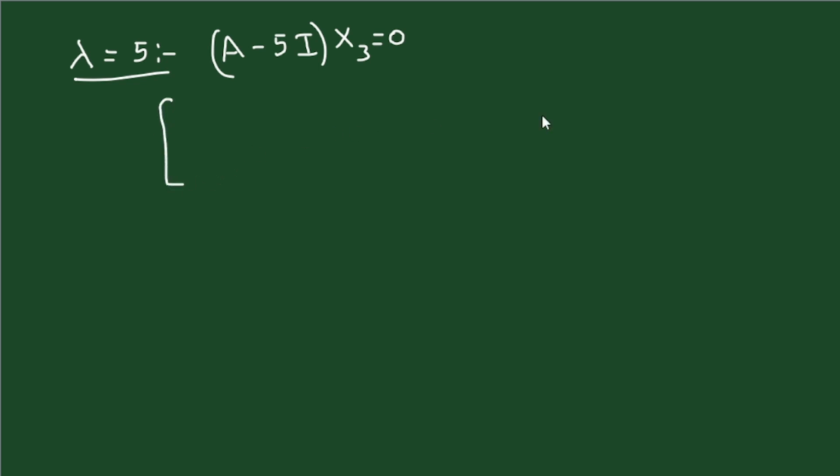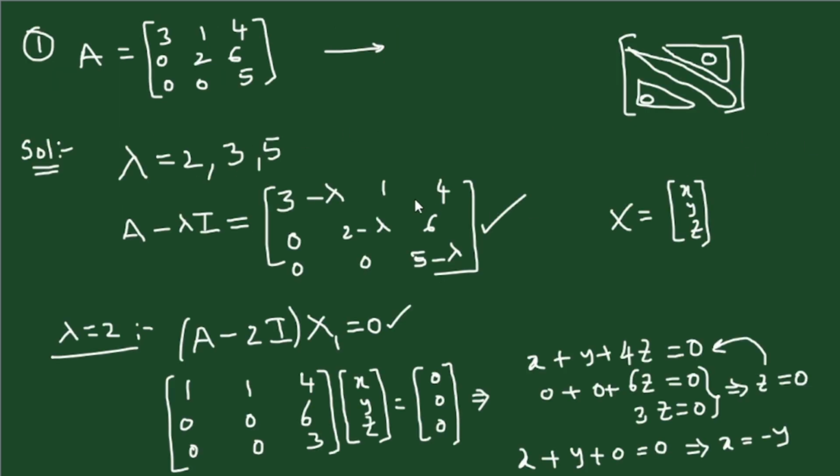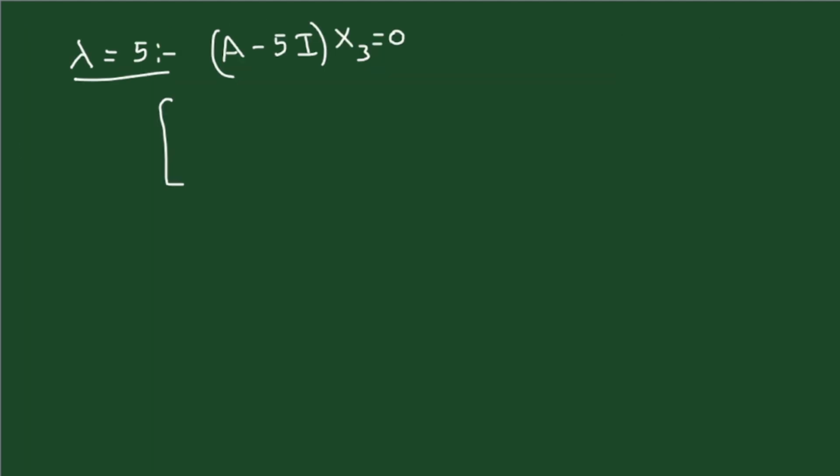Now coming to the third eigenvector. What is the third eigenvalue? Eigenvalue is 5. Therefore, (A minus 5I) into x3 equal to 0. So what is A minus 5I? In place of lambda, you put lambda equal to 5. 3 minus 5 is minus 2. Therefore, the first row is minus 2, 1, 4.